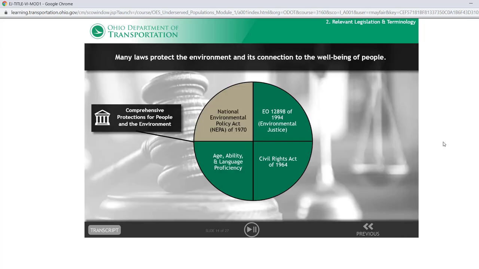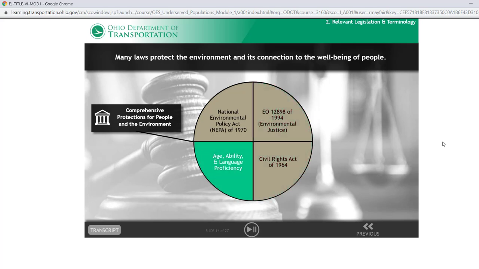Now that you understand the basics of EJ and Title VI, let's look at legislation prohibiting discrimination on the basis of age, disability, or limited English proficiency. These laws broadened the scope of protections for Title VI and redefined how federal agencies, including ODOT, ensure compliance.